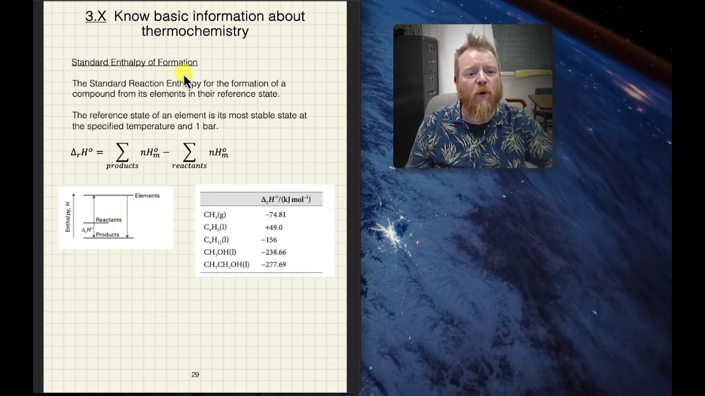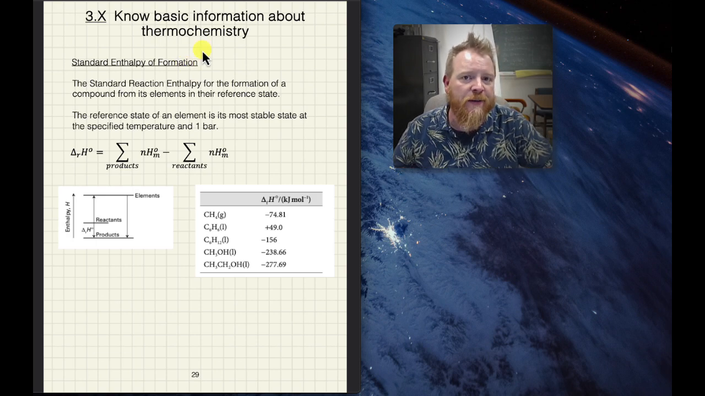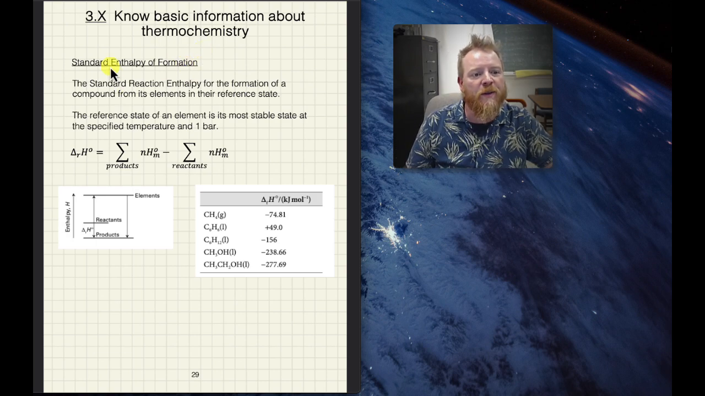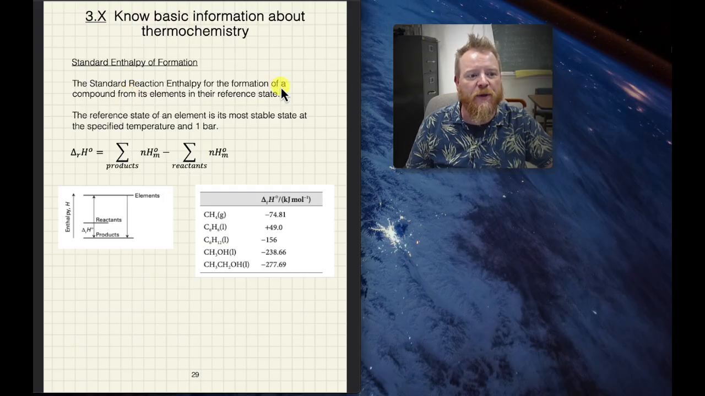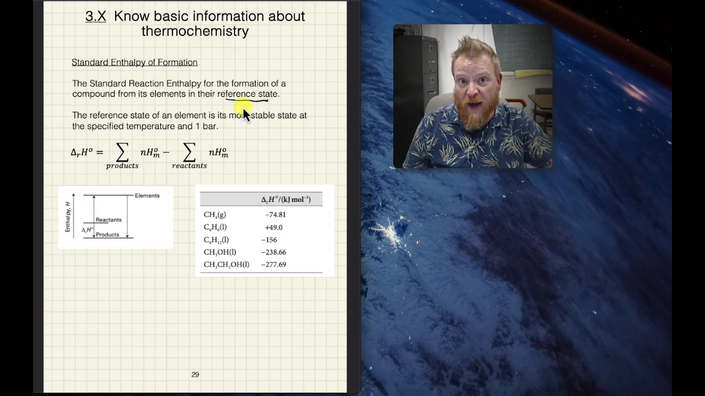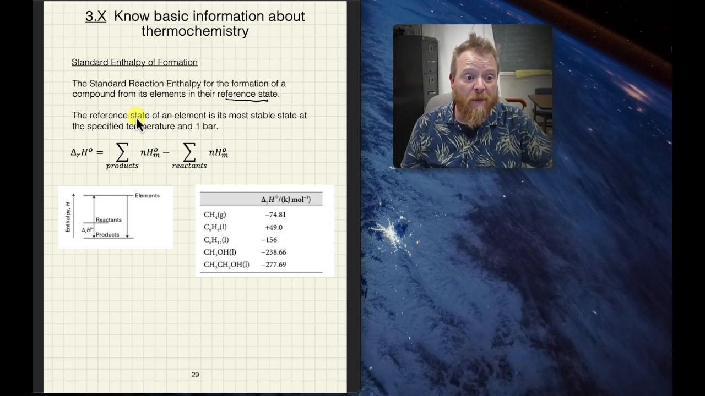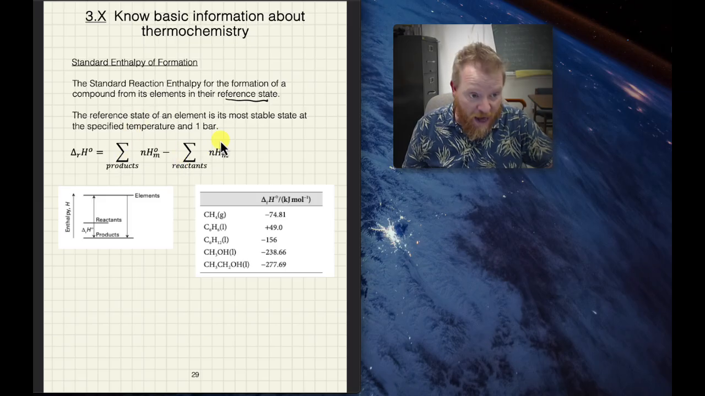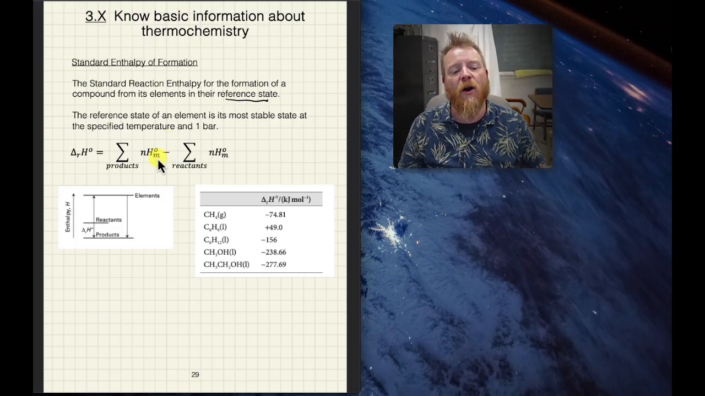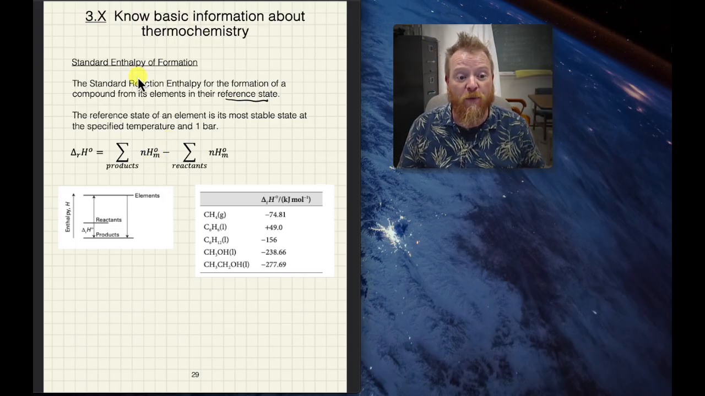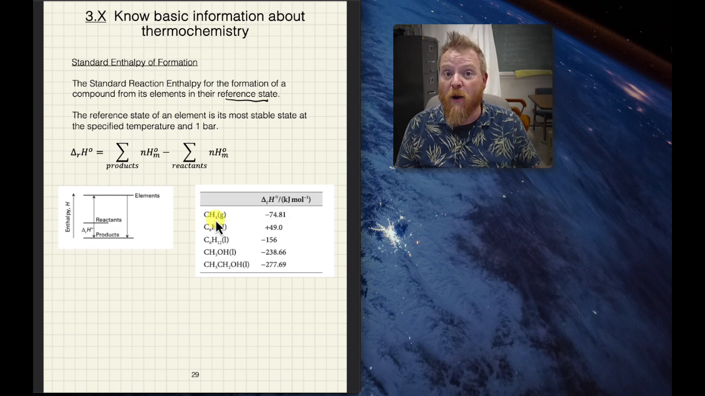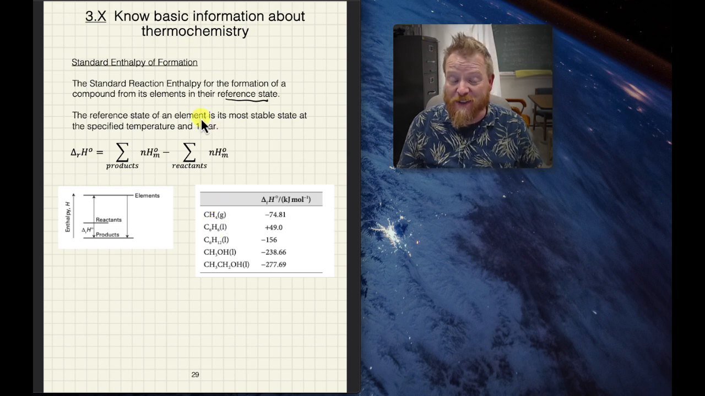So standard enthalpy of formation is our base value in studying thermochemistry. The standard enthalpy of formation is the reaction enthalpy for the formation of a compound from its elements in their reference state. And reference state we defined above: the most stable state of a substance at 1 bar and typically room temperature, which it says right there. Okay, and so we still have the same formula, sum of the products minus the sum of the reactants. But now we recognize our reaction for the standard enthalpy of formation is how we build up this molecule from its elements in their reference state.